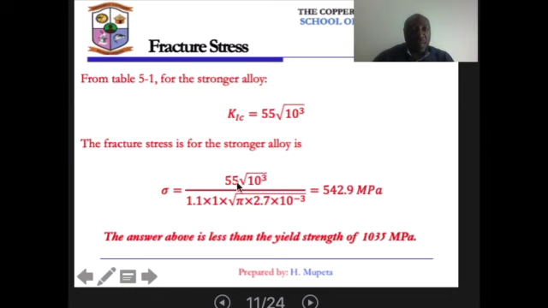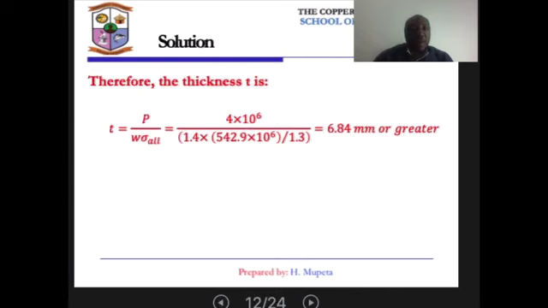And so we put that 55 there for KIC, and our stress becomes 542.9 megapascal. And this answer above is less than the yield strength of the stronger alloy, which was 1035 megapascal. If that be the case, then because we are considering the yield strength as the basis for the geometry decision, we are going to now use this stress to find the thickness that we can work with as we handle this kind of a scenario.